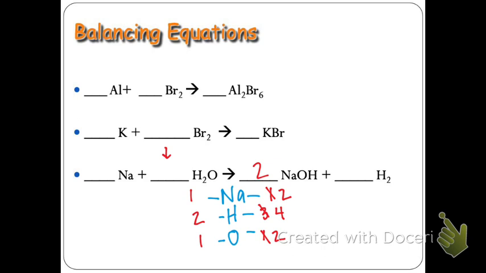2. If I put a 2 there, that changes my hydrogens to what? 4. And what does it change my oxygens to? 2. Okay, so now it looks like my hydrogens and my oxygens are balanced. What needs to happen to my sodium over here? 2. It needs to become 2, and that changes my list to 2. And so that means I've got a balanced equation, right?